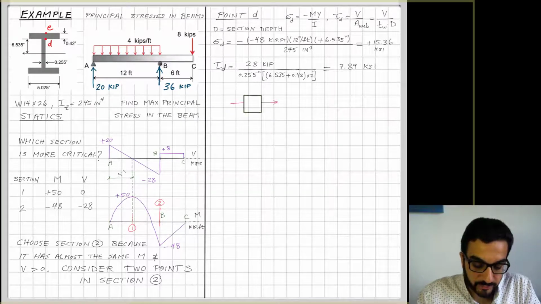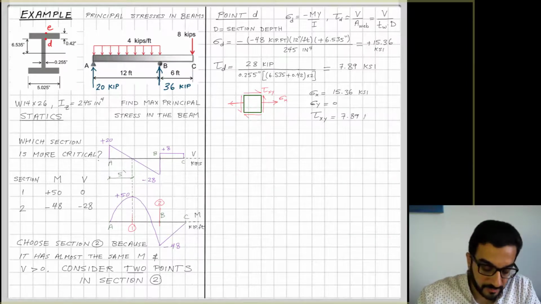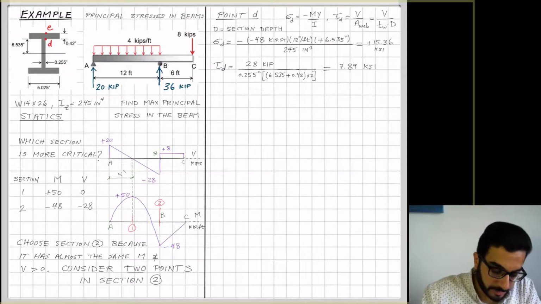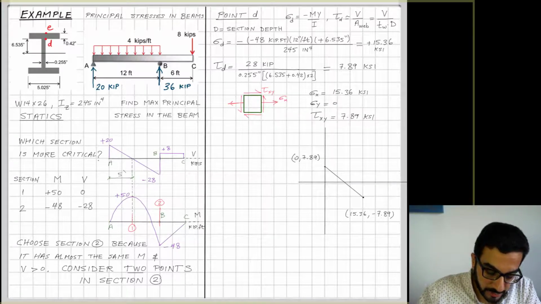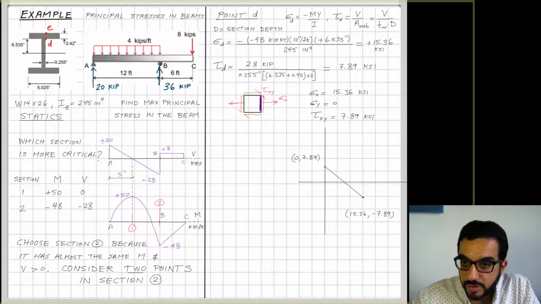So when I draw this stress block, look mainly at the right side of the stress block. This is the face of the block that corresponds to the face of the cross section. So I have sigma x and I have tau xy.